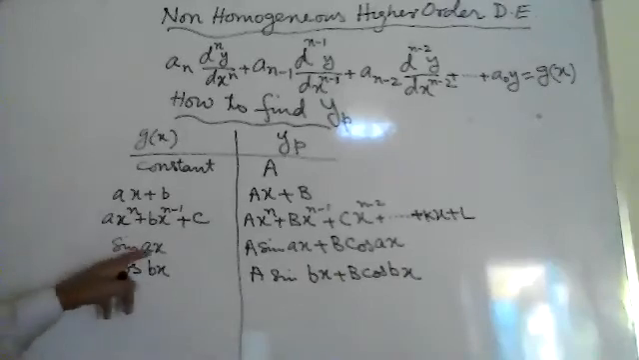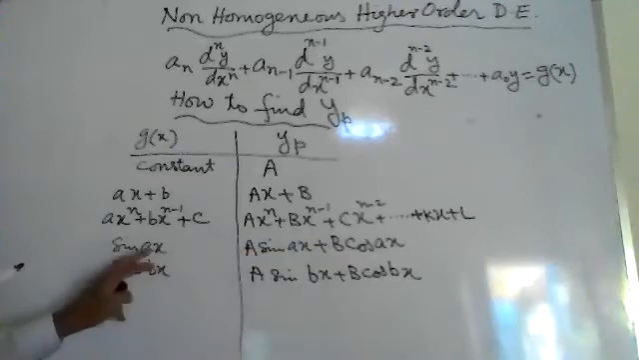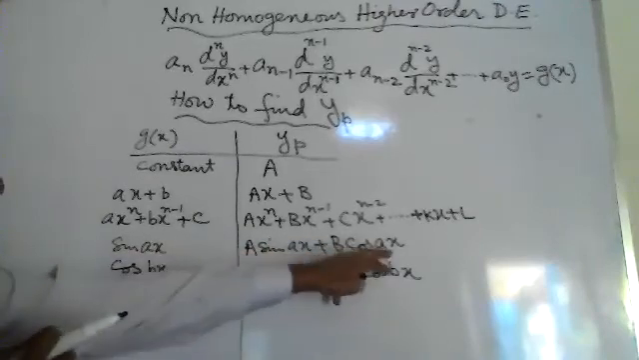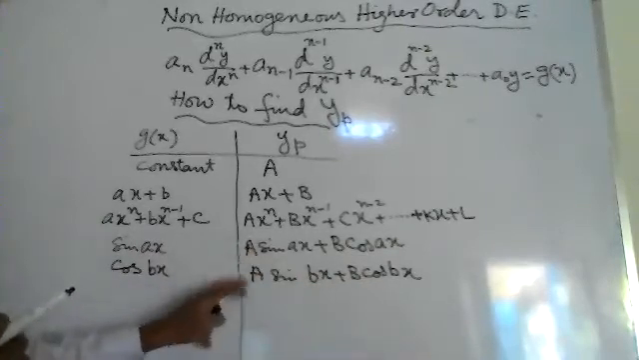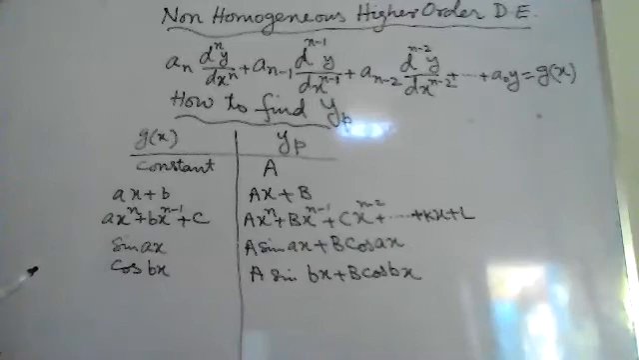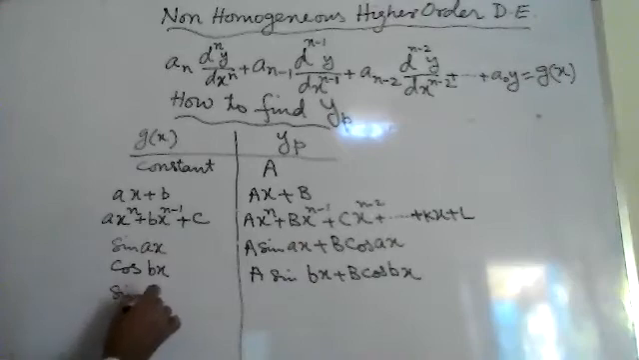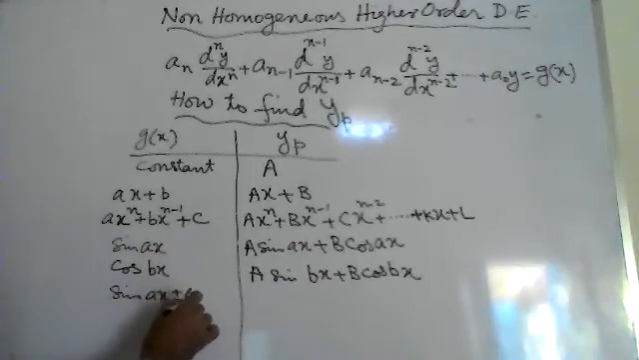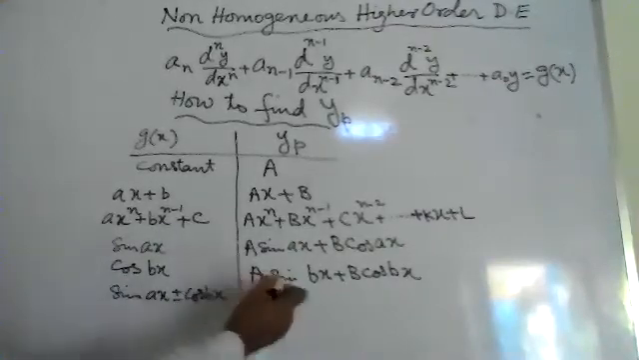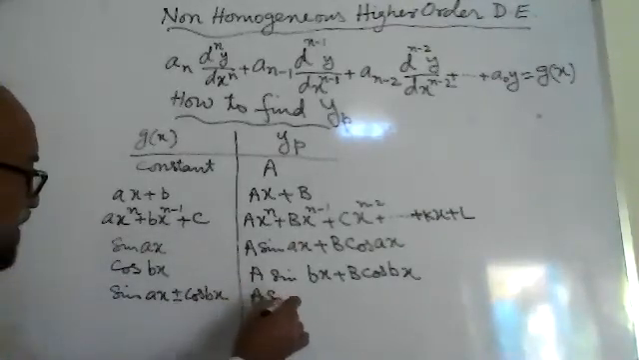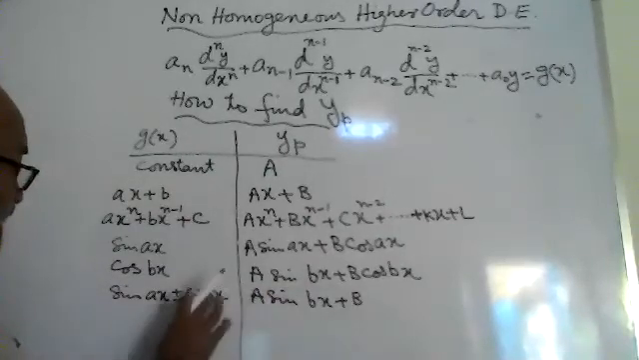It may be sine ax or it may be cos bx. We have to take the same function. If it is sine ax, we'll take sine ax, cos ax. If it is cos bx, we'll take sine bx, cos bx with some constants. Even if they are both, sine ax plus or minus cos ax, again we will take the same thing.